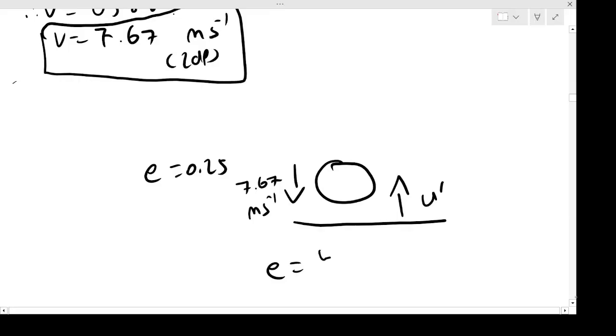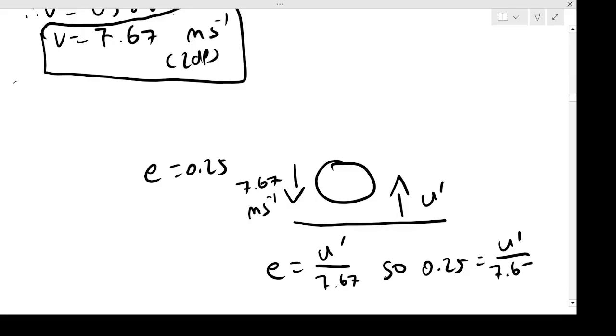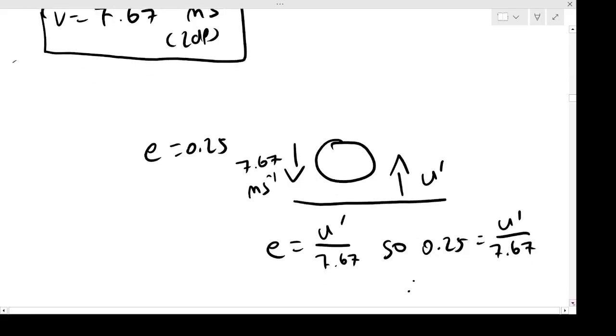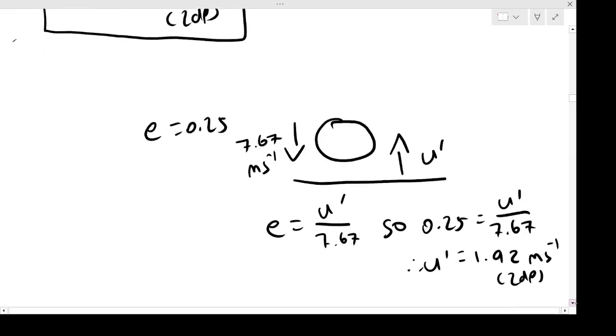So now, if I was to work out E here, that's going to be my after speed, which is U dash, over my before speed 7.67. But I also know that E is 0.25, so I can sub that in and then times across to get U dash to be 0.25 times 7.67, and that would be 1.92. Okay, two decimal places, and there we are. That's my U dash there.